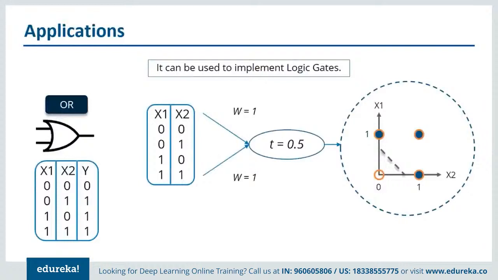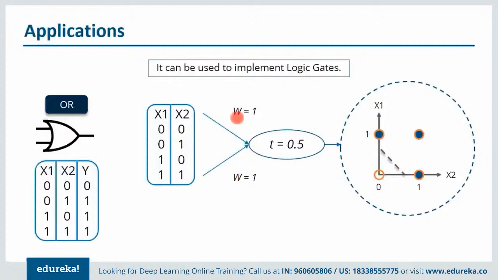Now in the OR gate, what happens here is the truth table. According to that, we have two inputs, x1 and x2. So if both are 0, we get a 0. If any one of the inputs is high, or any one of the inputs is 1, we get the output as 1. So what we need to do is make sure that our weights are set in such a way that we get the same output.